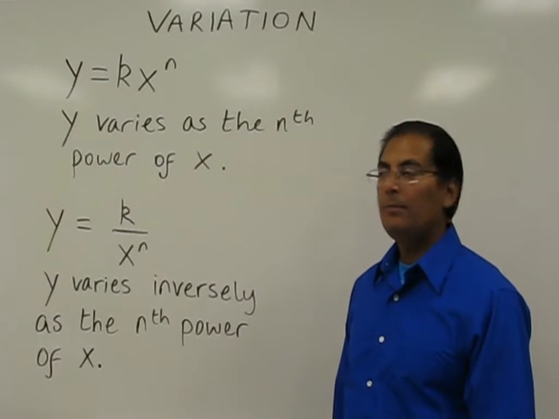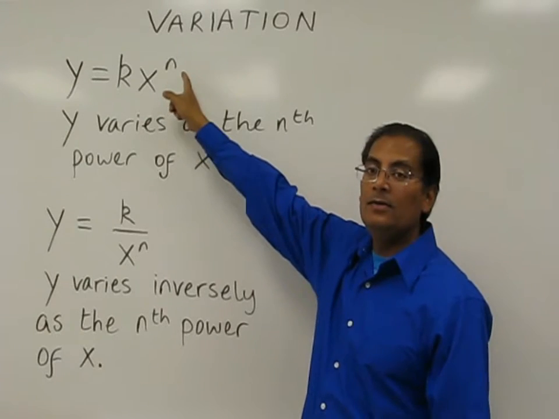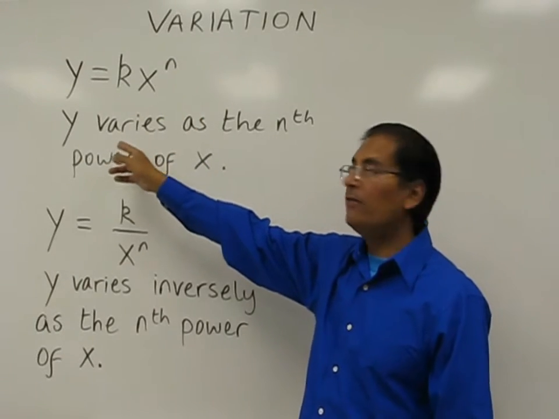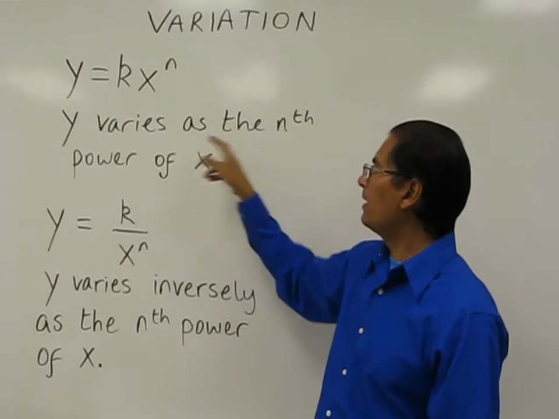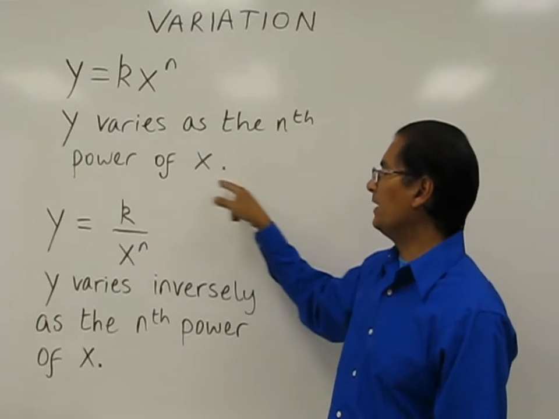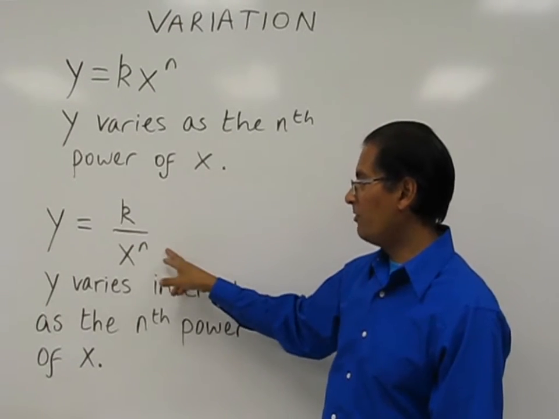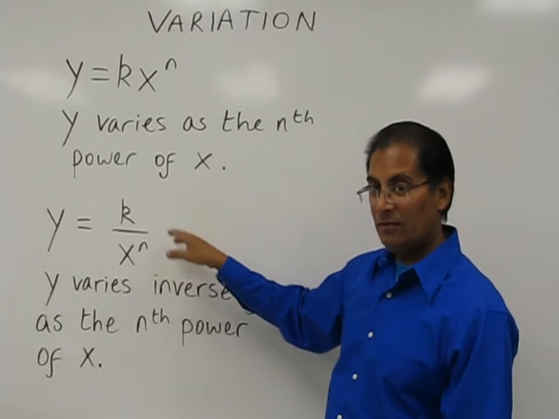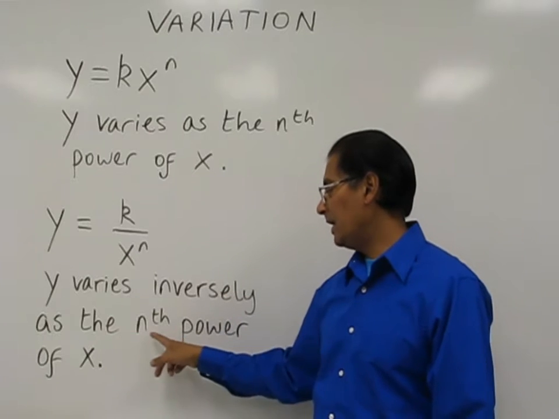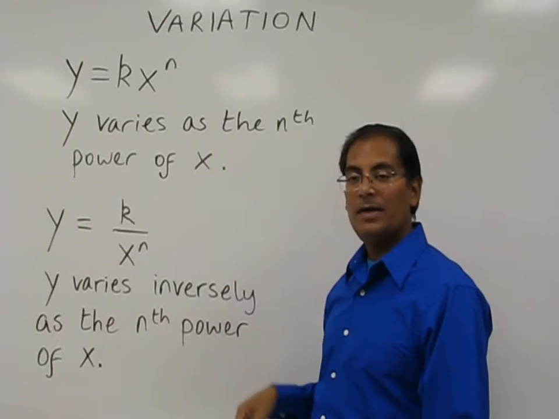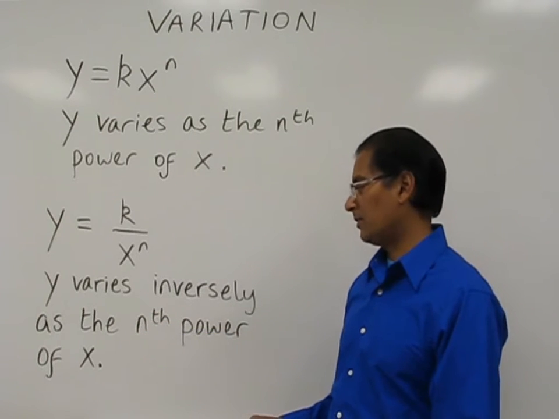Here are a few more types of variation. If we have y equals k times x to the n, we would describe this as y varies as the nth power of x, or y is directly proportional to the nth power of x. The second one here, y equals k over x to the n. This is an inverse relationship now, so we'd say y varies inversely as the nth power of x, whatever that power n is, or y is inversely proportional to the nth power of x.